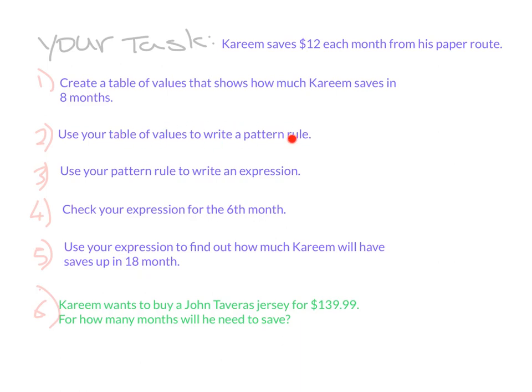Okay, so you're writing that pattern rule. You're writing the explicit pattern rule, so you're telling me what happens to the term number. You're using that pattern rule to write your expression. Then you are checking your expression for the 6th month. Then you're using your expression to find out how much money he has saved for the 18th month. And then I threw in a multiplication or a division question here, which is going to test your number sense and numeration right over here. So you're going to bring this back to class with you tomorrow, on Monday, and we'll talk about it then.